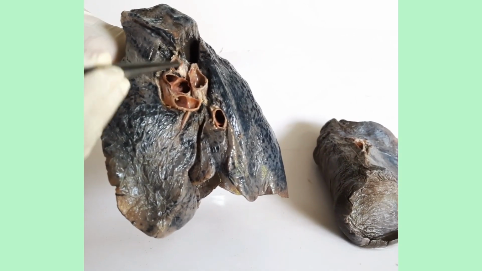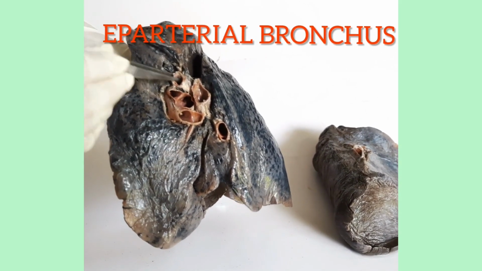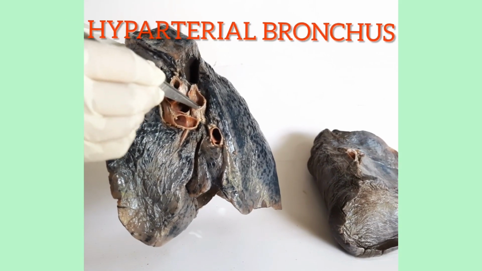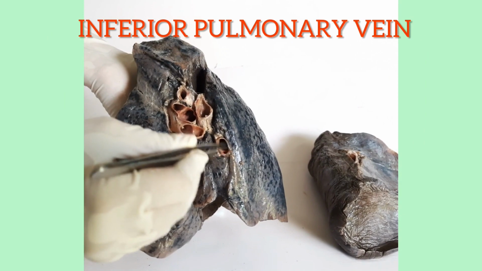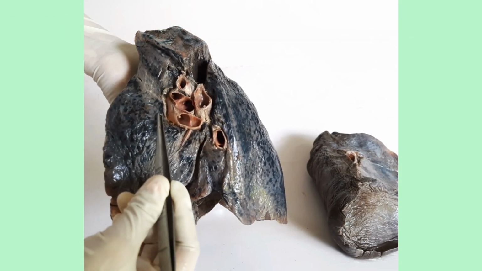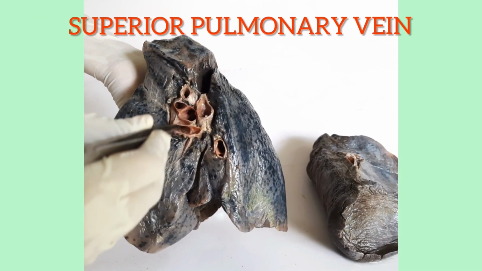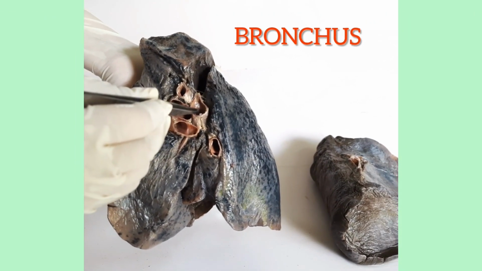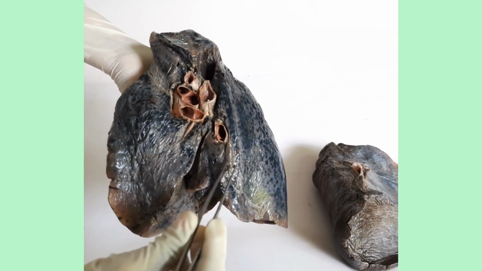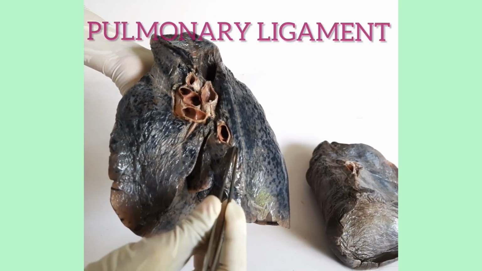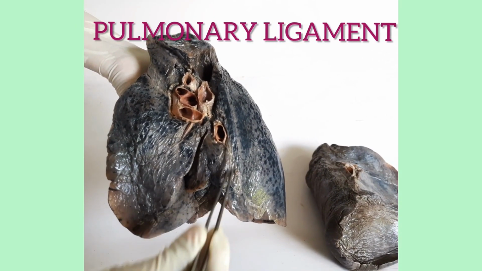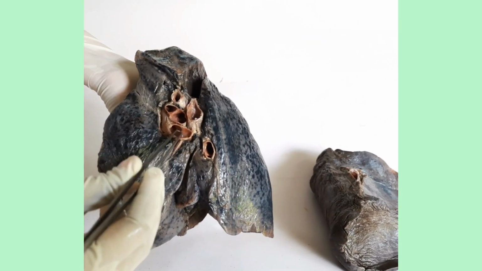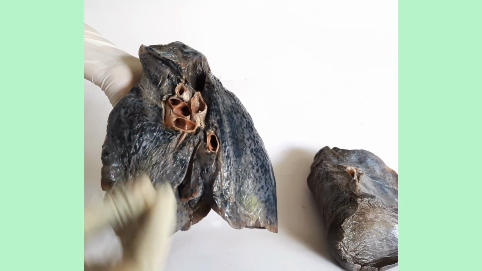From above downwards, you get the eparterial bronchus, pulmonary artery, hyparterial bronchus, and inferior pulmonary vein. From before backward, you get the superior pulmonary vein, pulmonary artery, and the bronchus. Just below the hilum, a bilaminar fold of the mediastinal pleura extends down, and this is called the pulmonary ligament. So that is about the structures at the hilum and the pulmonary ligament.